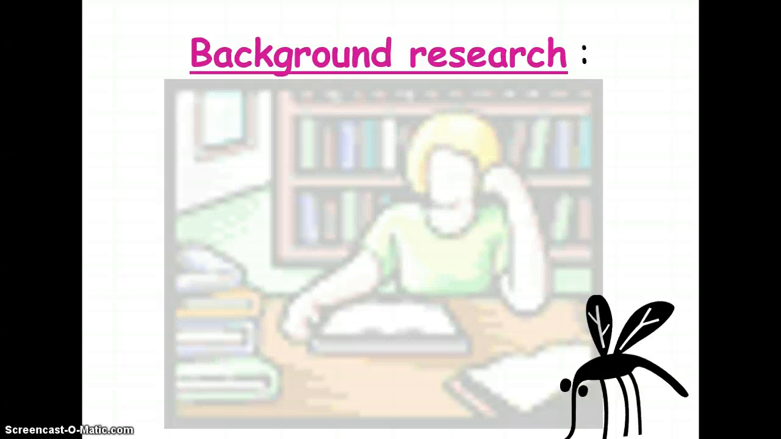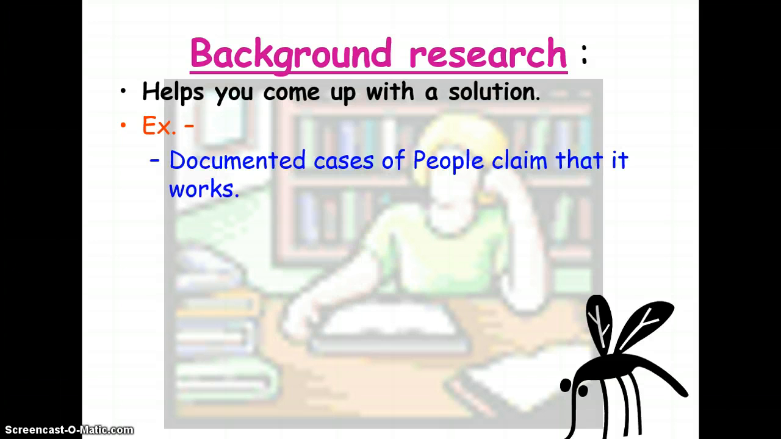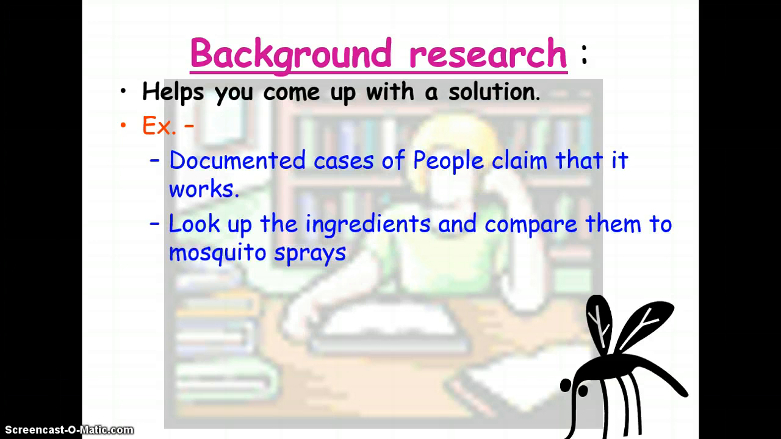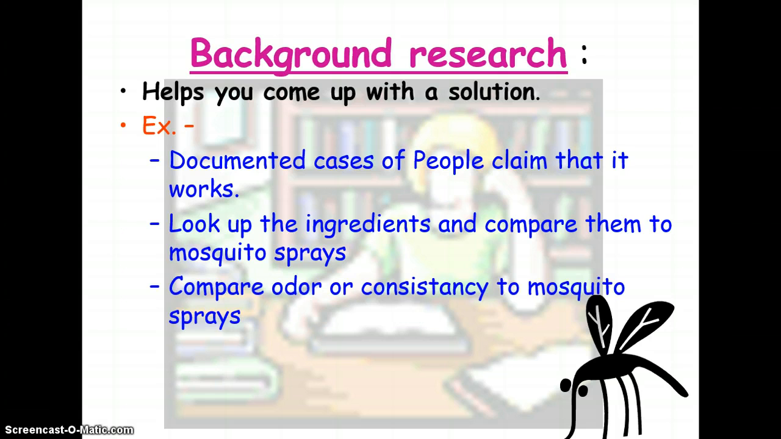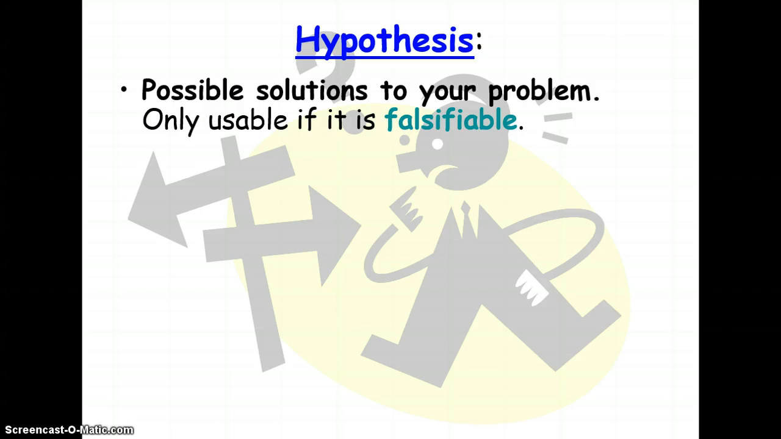First thing we want to do now is get our background research. You might say, well, I know what mosquito repellent is, but we don't know much about the Skin So Soft, and you may not know a whole lot about mosquitoes. So what kind of things might we look at? We might talk to people who say it works. We might look up the ingredients and see, does it have something in common with mosquito sprays? Maybe it smells like mosquito sprays. Maybe it feels like a mosquito spray. So there could be a lot of background information that might help us to determine whether there's something in common with mosquito spray.